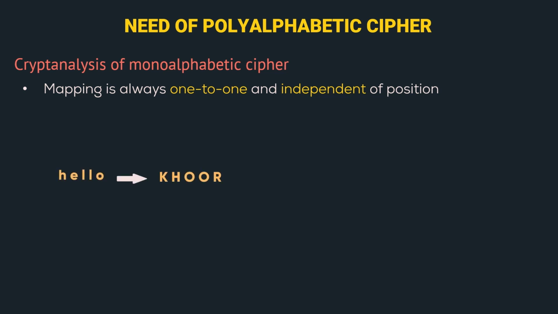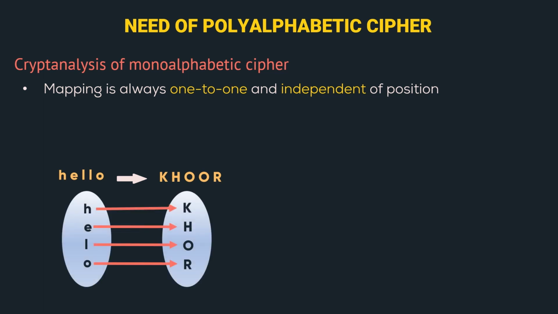Consider the following plain text, which is hello, which is converted to the following cipher text. Let's look at the mapping of the characters in the plain text to the characters in the cipher text. The following diagram represents the mapping. Here we can see the letter H in the plain text is mapped to the letter K, E is mapped to the letter H, L is mapped to the letter O, and O is mapped to the letter R. So we can see that the mapping is one-to-one.